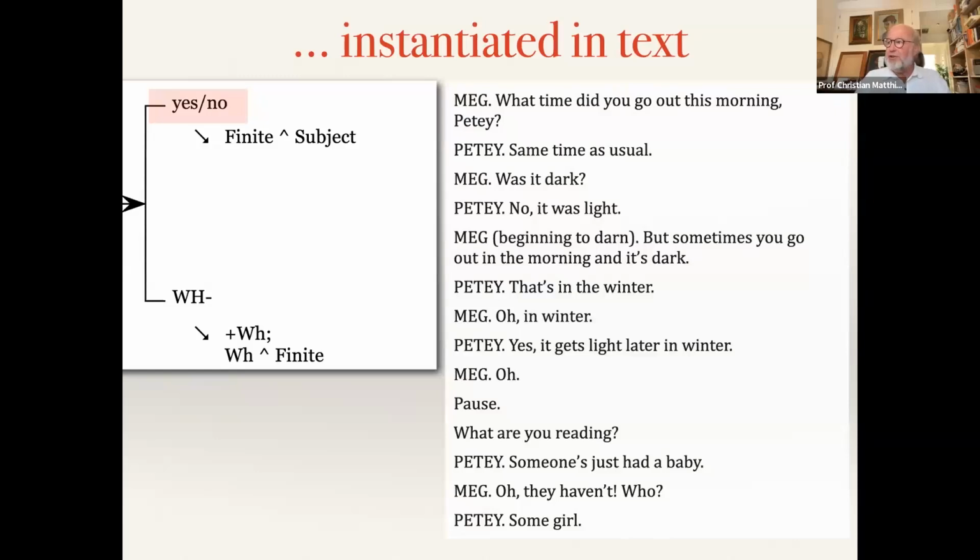Yes, no interrogative. Okay. So here you have yes, no, realized by the finite element before the subject. And an example from this dialogue is Meg asking her husband, Petey, was it dark? So that contrasts with it was dark. And Petey responds with a declarative, no, it was light.